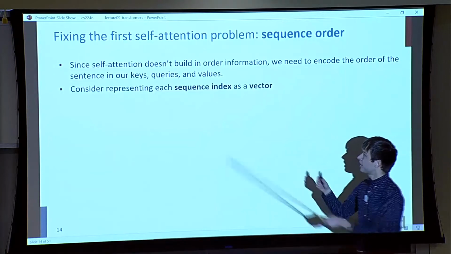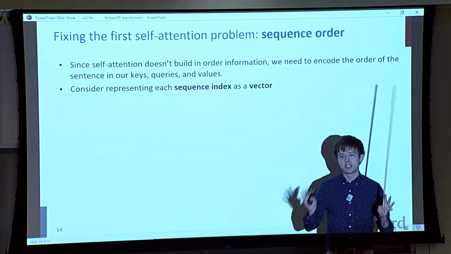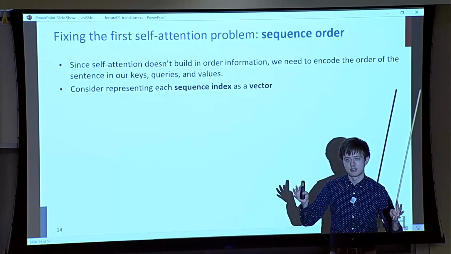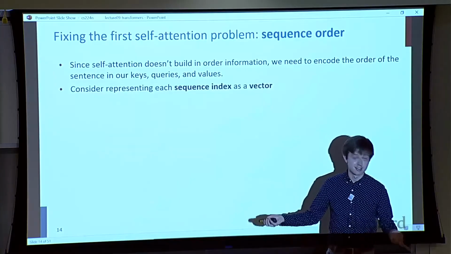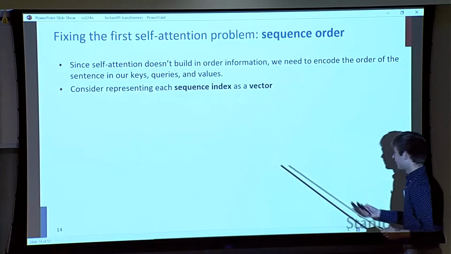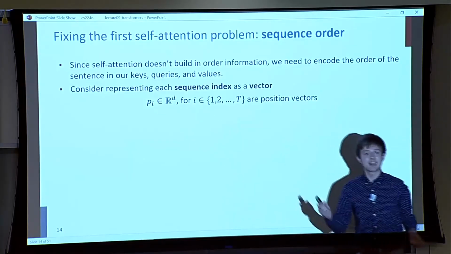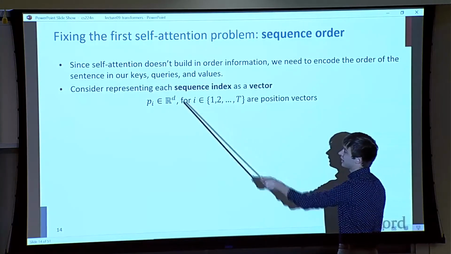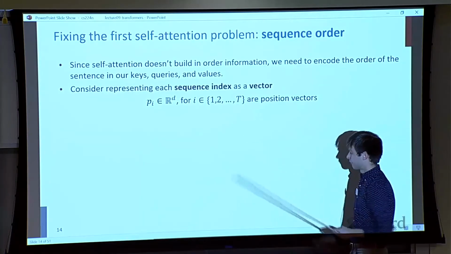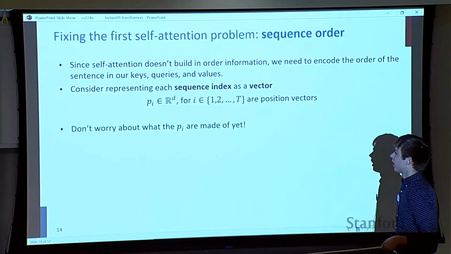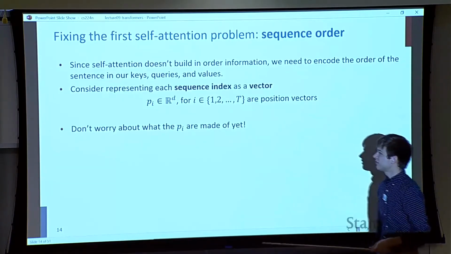So think about this. We have t sequence indices, and we're going to bound t to some finite constant. Right? So t is never going to be bigger than something for us. And now we're going to represent that sequence index as a vector. So p_i is going to be the vector representing index i, and it's going to be in dimensionality d, just like our keys, queries, and values. And so we're going to have one of these for 1 to t. So don't worry yet about how the p_i are constructed. We'll get right into that.